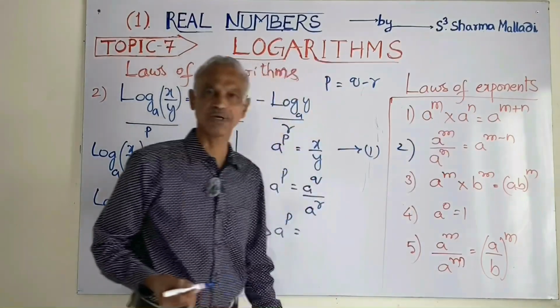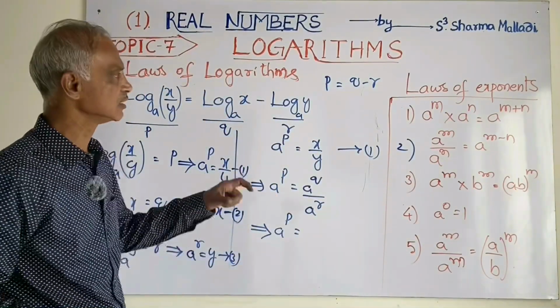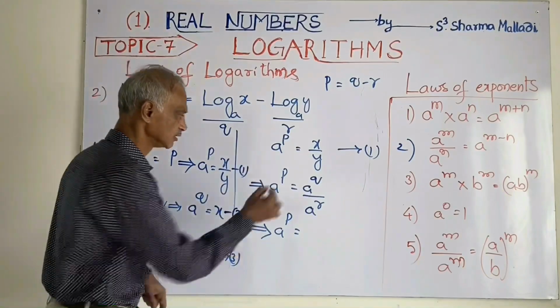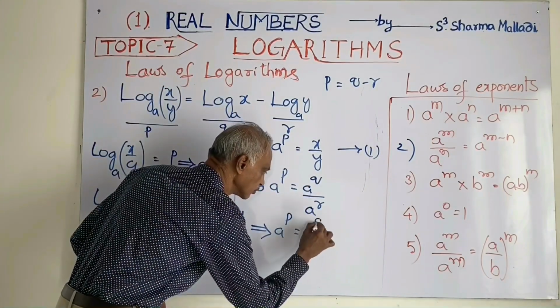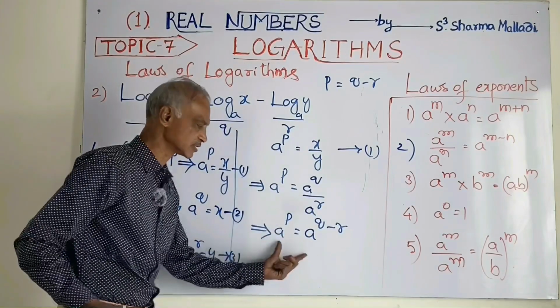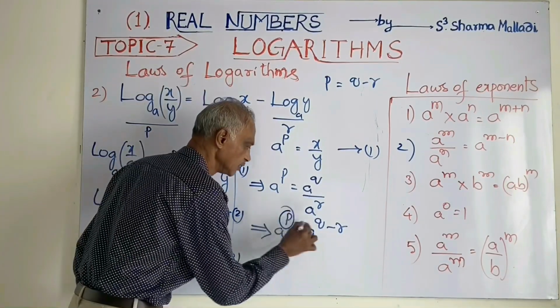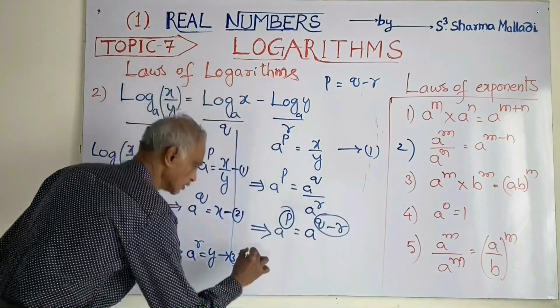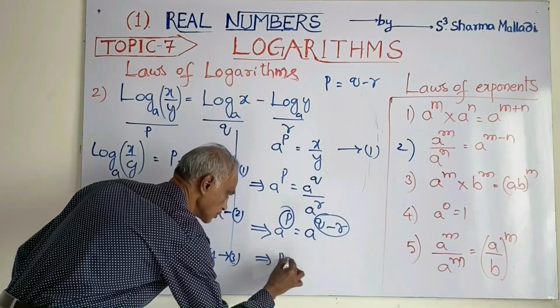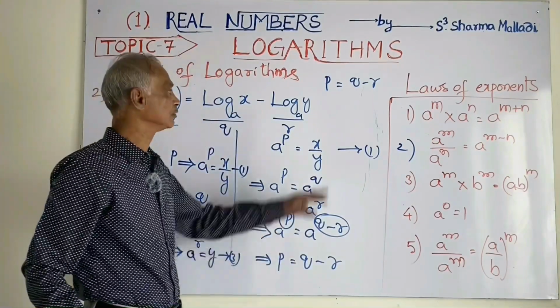A to the power of M by A to the power of N can be written as A to the power of M minus N. That is the law of exponents. This can be written as A to the power of Q minus R. See, same bases. Bases are same. You can equate powers. P is equal to Q minus R. We showed P is equal to Q minus R.